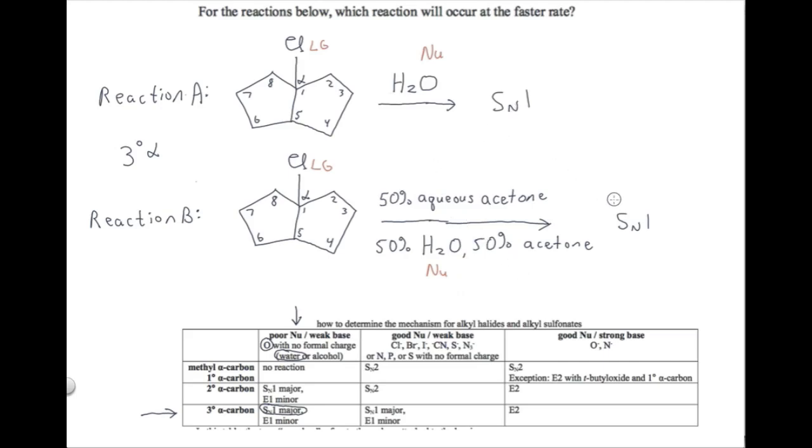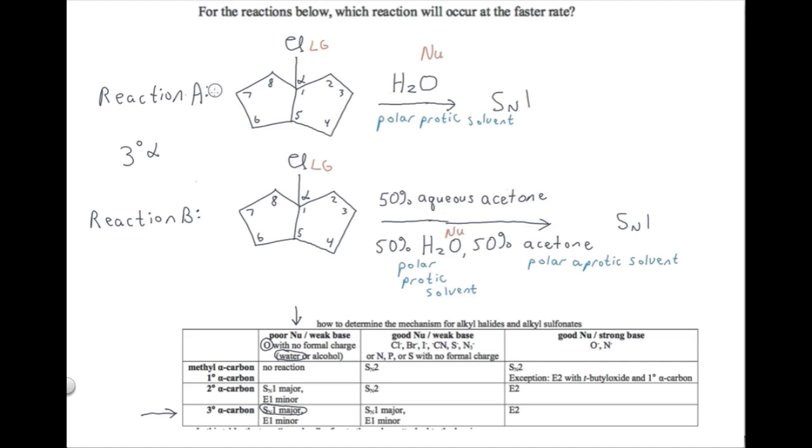Now, to determine which SN1 is faster, we look for the difference between the reactions. The reactions have the same leaving group and alpha carbon, and the difference is the solvents. This solvent is pure water, which we know is a polar protic solvent because it has 2 OH bonds. Reaction B uses 2 different solvents. One solvent is water again, but the other solvent is acetone, which we know is a polar aprotic solvent. Notice that the structure of acetone wasn't drawn for you here, so you're just expected to have memorized that acetone is a polar aprotic solvent.